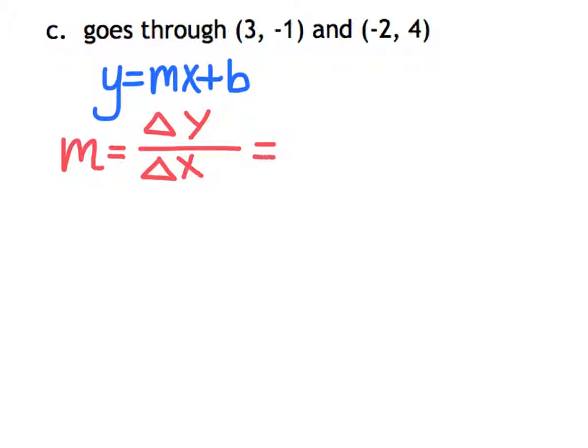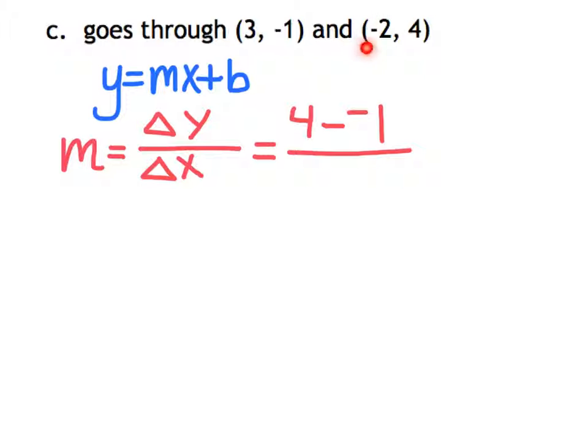To calculate the change in y and change in x, we use subtraction. Typically, we take the second y coordinate and from it subtract the first y coordinate, and that goes on top of our fraction. So 4 minus -1. And then on the bottom we put the change in x, so we subtract the x values, and we have to subtract in the same order.